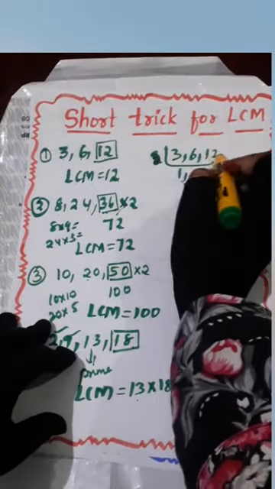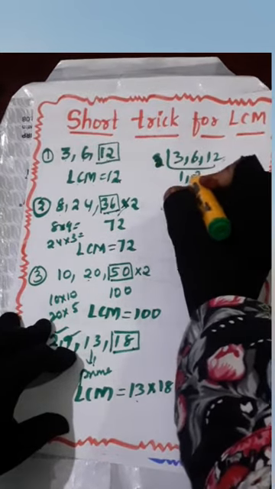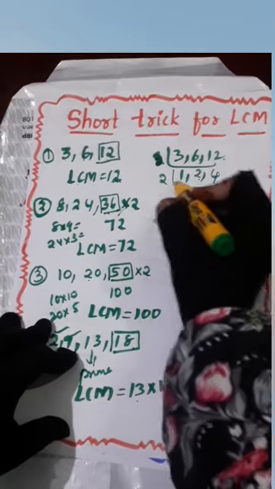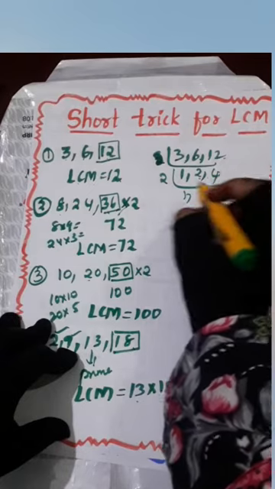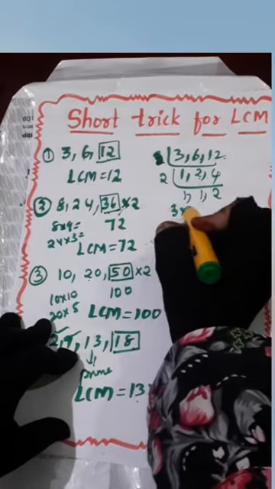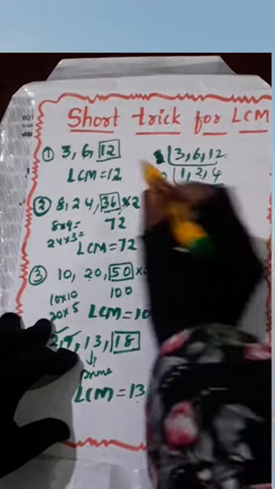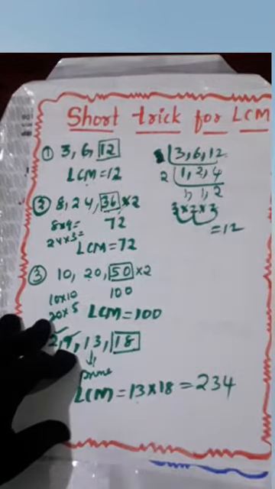Now you can check also. See here, 3, 6, 12. 3, 6, 12 will come in the 3 table. 3 1s are 3, 3 2s are 6, 3 4s are 12. Next, 2 and 4 will come in the 2 table. 2 1s are 2, 2 2s are 4. So what is the LCM? 3 into 2 into 2, 3 2s are 6, 6 2s are 12. We got the LCM. So by directly doing the shortcut method, we can easily get 12.